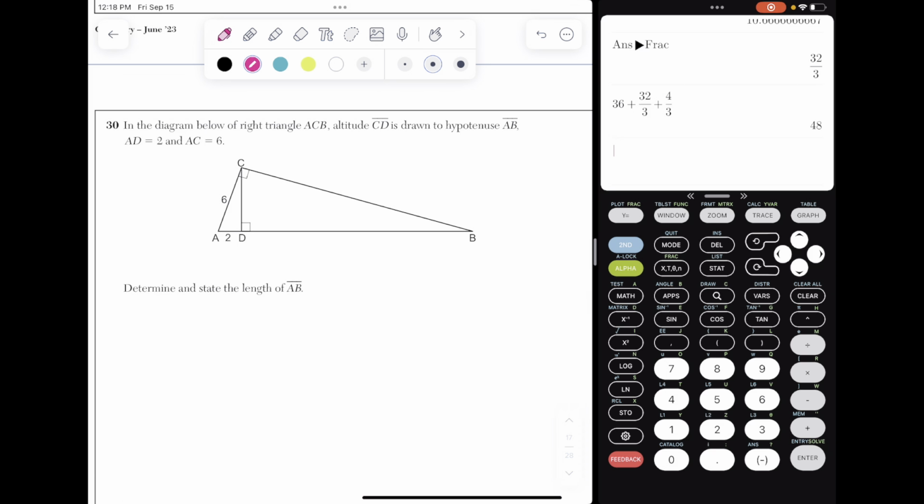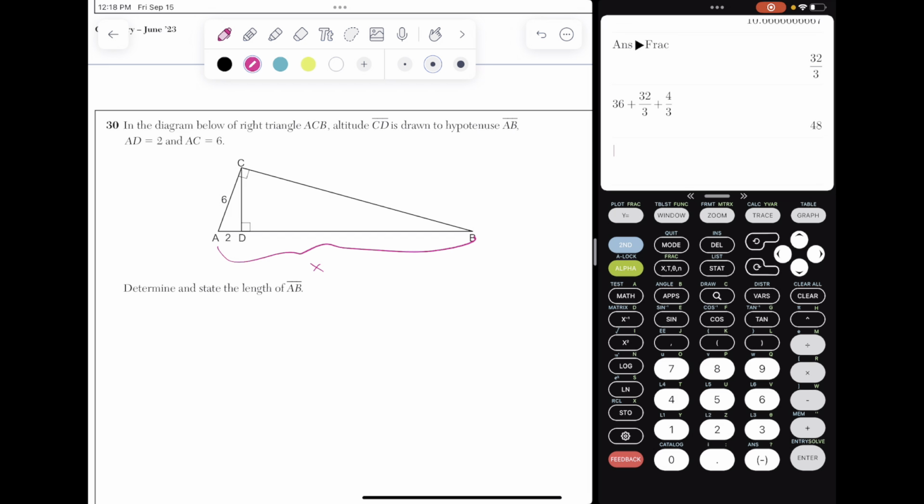30, in the diagram below of right triangle ACB, altitude CD is drawn to hypotenuse AB. AD is 2, AC is 6. Determine and state the length of AB. So we're looking for this whole hypotenuse here. I'm going to label that with an X.